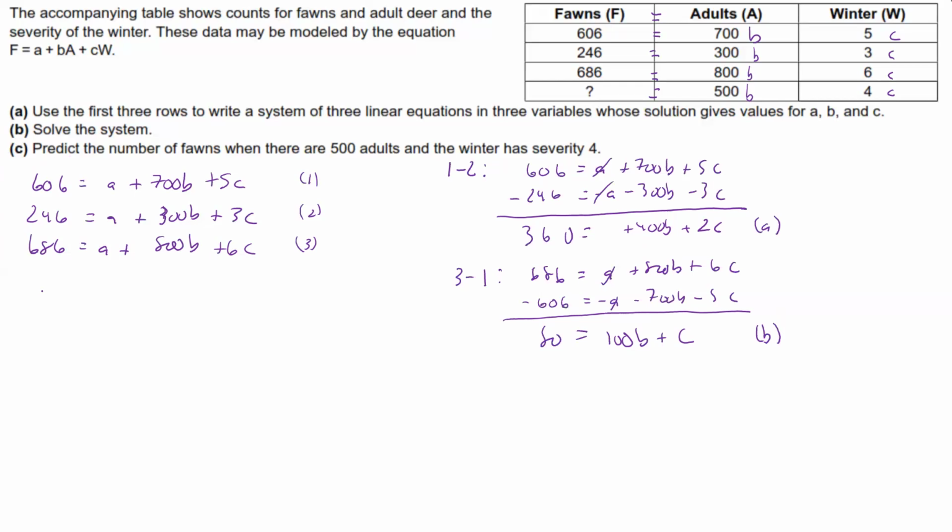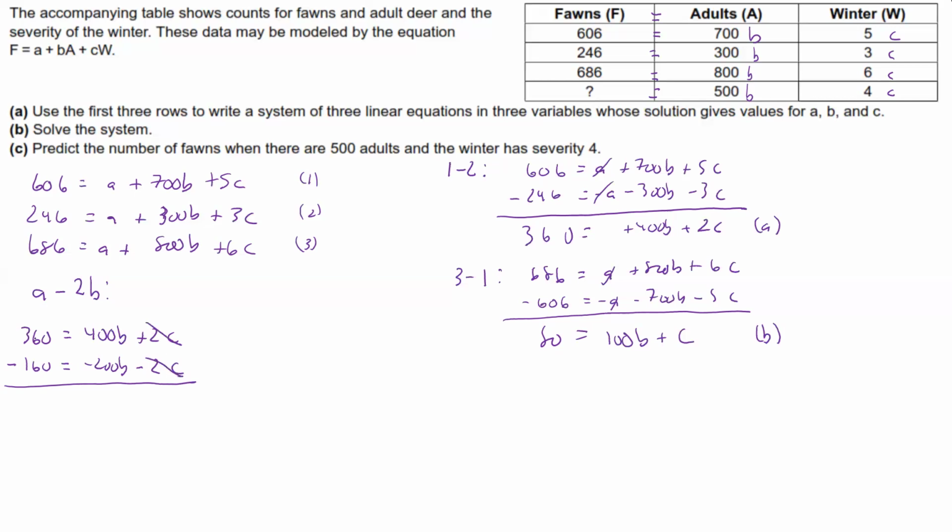So if I take A minus 2 times B, I get what? Well, I'm going to have 360 equals 400B plus 2C. And then I'm going to take minus 2 times that, so it's going to be minus 160 equals minus 200B minus 2C. Well, we got what we wanted.